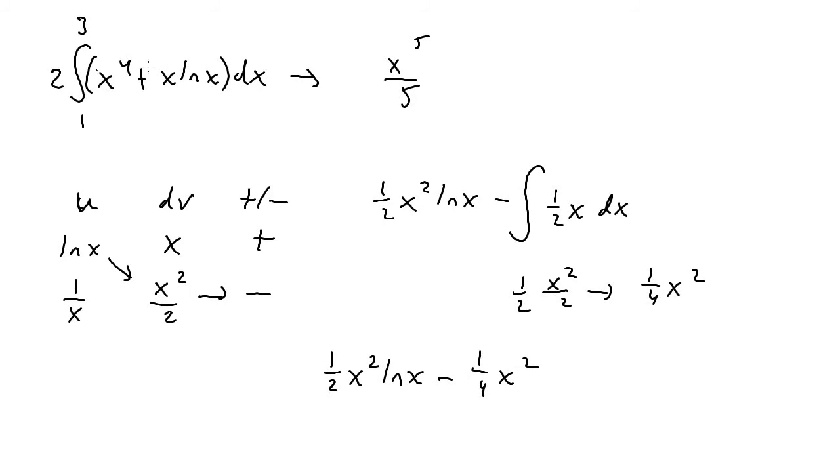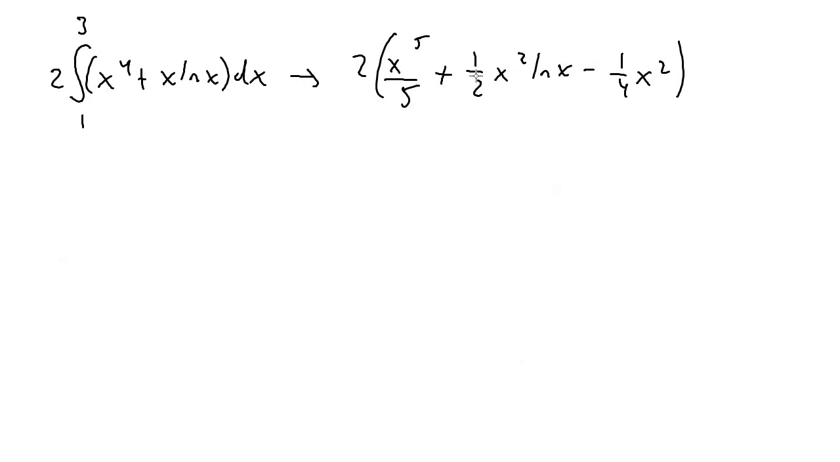So once again, if we go back up here, the integral of x to the 4th we found to be x to the 5th over 5, and the integral of x ln x we have found to be this entire thing. So I'll go ahead and put that up here. So plus 1/2 x squared ln x minus 1 over 4 x squared. Don't forget we do have a 2 out as a constant.